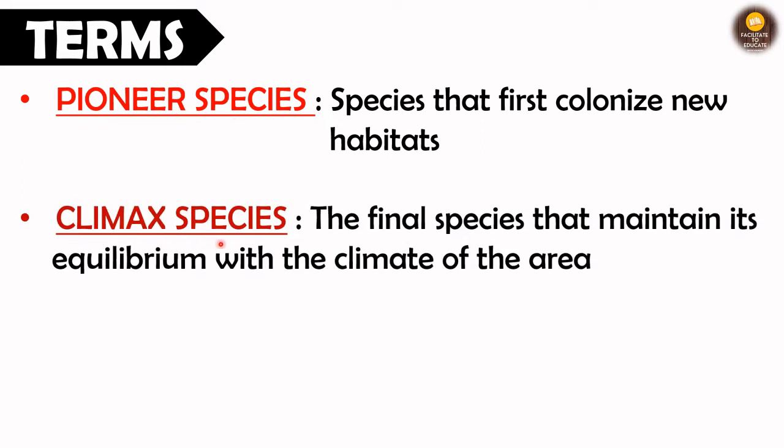Second is the climax species. The name itself is very clear to you. The final species, right? We talk about the movie climax, that is the final ending part. So it is the final species that maintains its equilibrium with the climate of the area. So it has no problem with the climate of the area, it maintains its equilibrium, and hence it can sustain in that area for a longer period of time. Hence it is known as the climax species.